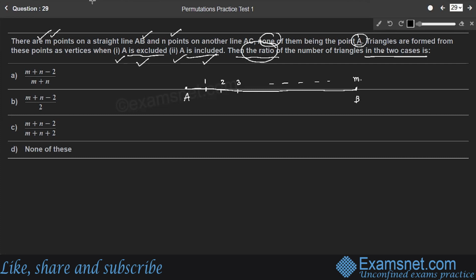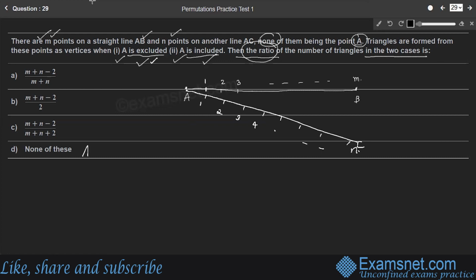And n points on line AC. So we'll consider line AC, right? And there are n points excluding A, right? So 1, 2, 3, 4, and so on up to n points, right? So let us find the number of triangles formed when A is excluded, when A is included, right?